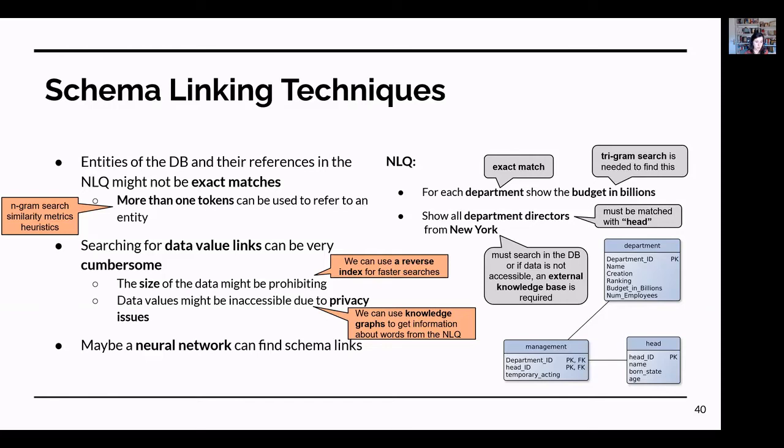Another approach would be to use a special purpose neural network, a classifier essentially, to find such potential links. And we're going to discuss some particular examples of systems that use such techniques to find, for example, that some parts of the query are of string type, or some parts of the query are talking about people, and so forth.